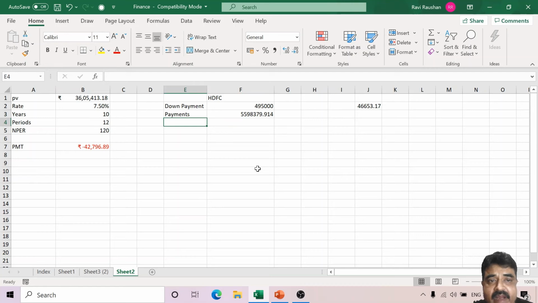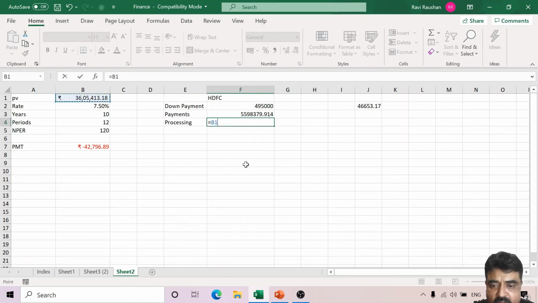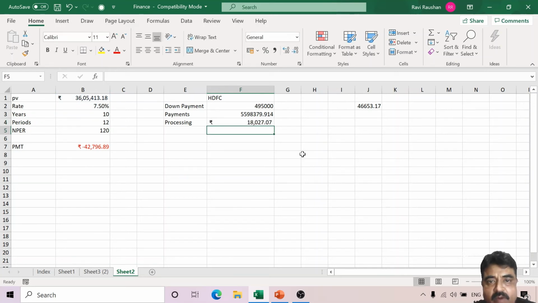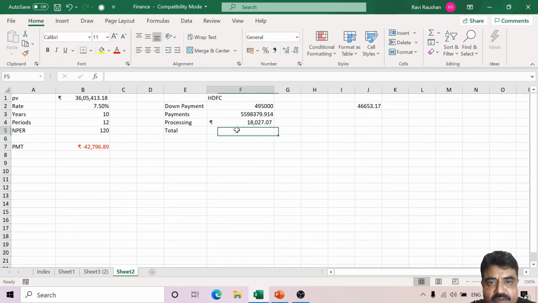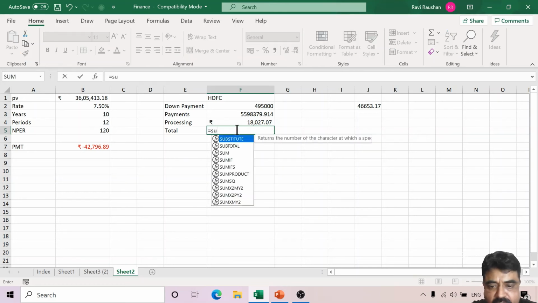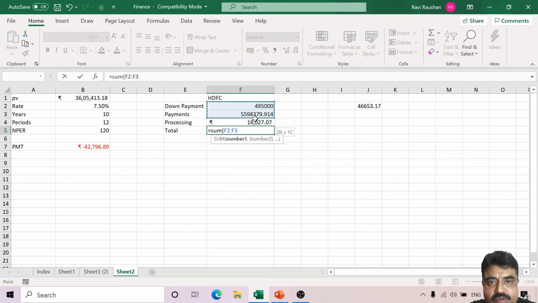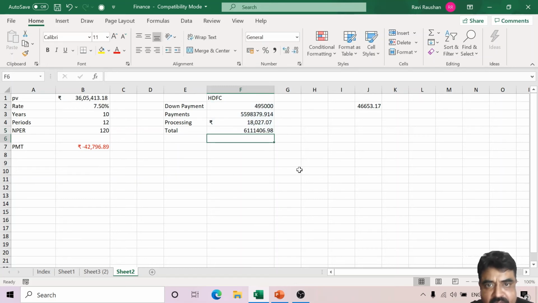Also, I paid a processing fee, that is 0.5% of the remaining amount. So the remaining amount times 0.5%, this is the amount that I paid. Now if I calculate the total, if I do equal to SUM, it comes to something around this amount. This is the amount that I have got from here: 120 times J2, this is the processing fee, and this is the total amount.